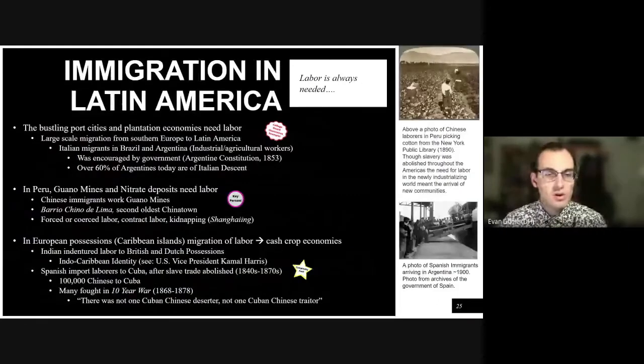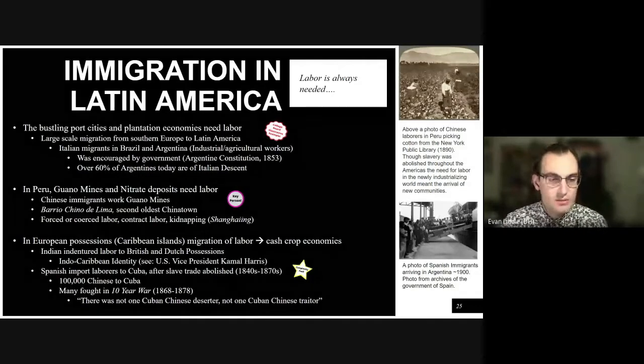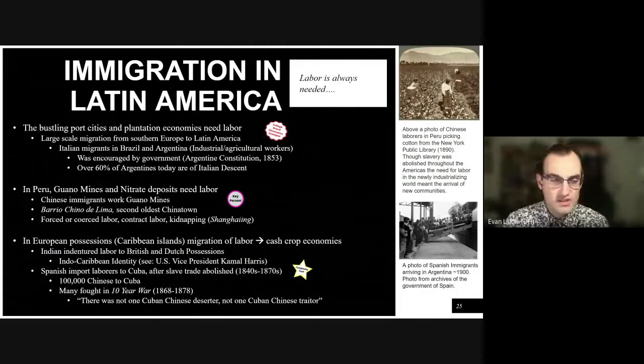Latin America also witnessed a great deal of immigration. We don't normally associate Latin America with immigration, but there was about as much, if not more, as there was in the United States. So, for example, because the populations of many of these new states was actually relatively small, many new Latin American countries encouraged immigration from Europe. In fact, it's in the Argentine Constitution of 1853. They were trying to get more immigrants to come from Europe.